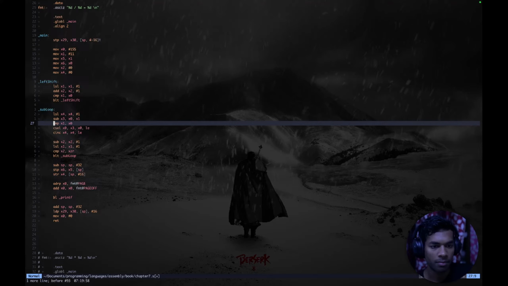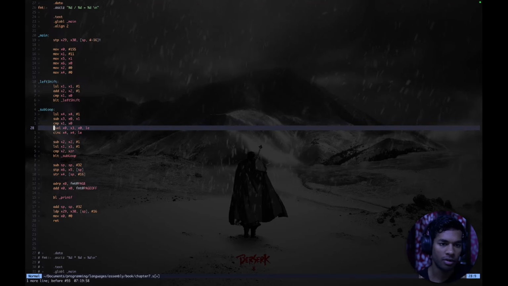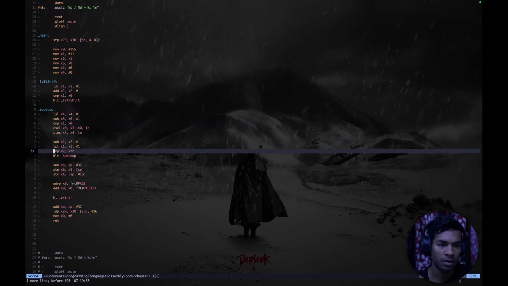And I am also comparing the contents of the second register 0 and also subtracting. I keep subtracting the value of the counter.